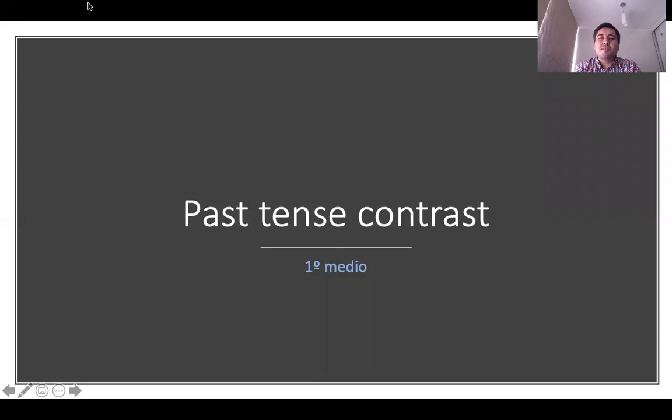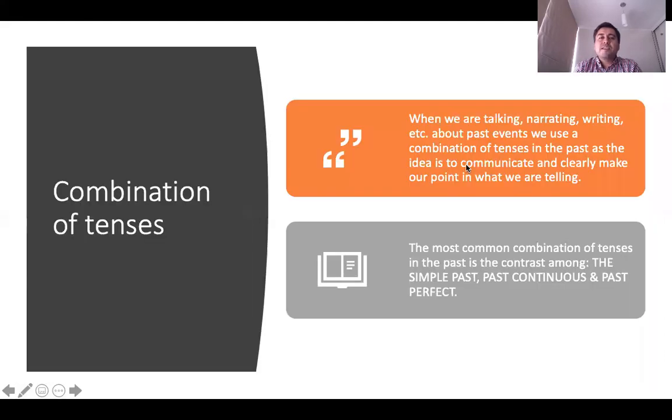Today we're talking about the past tense contrast. Now, the past tense contrast is a combination of tenses. The tenses are the simple past, the past continuous, and the past perfect. And they are used when we're talking about past events, right? And we are making a description or narrating what happened to us.